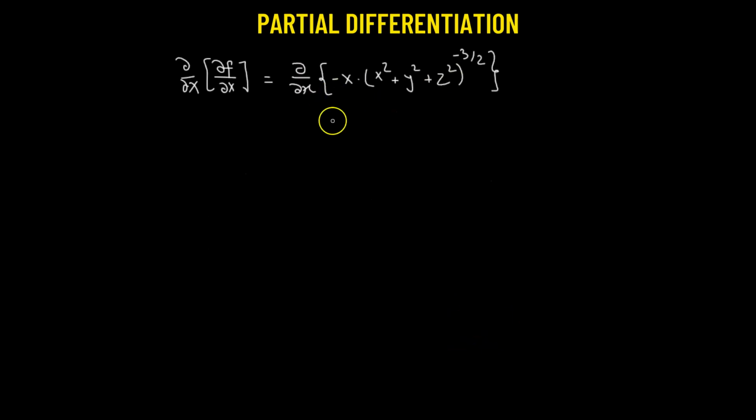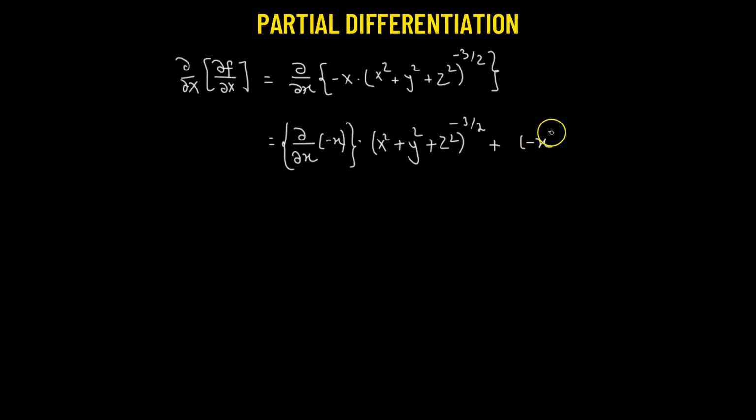So here we'll have to apply the product rule. That means we will take partial with respect to x of negative x and we'll multiply this value to x squared plus y squared plus z squared whole raised to the power of negative 3 over 2, plus negative x multiplied to partial with respect to x of x squared plus y squared plus z squared raised to the power of negative 3 over 2.